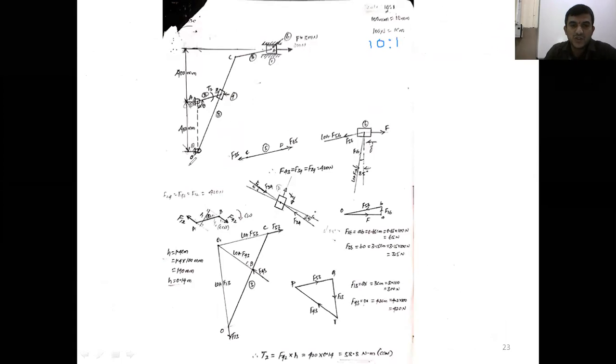Figure A shows what? This is the figure we call figure A. Figure A is nothing but the space diagram for the given mechanism. How do you draw the space diagram? Now see, draw a vertical line. Along the vertical line, mark a point A, then O. AO is how much?